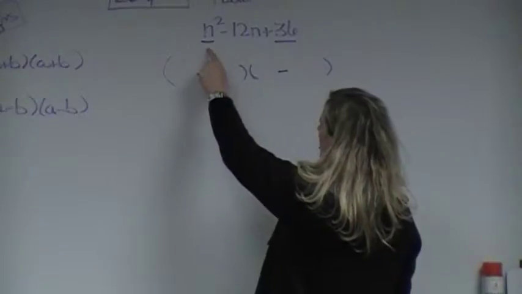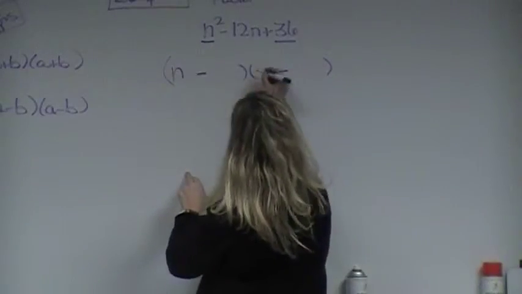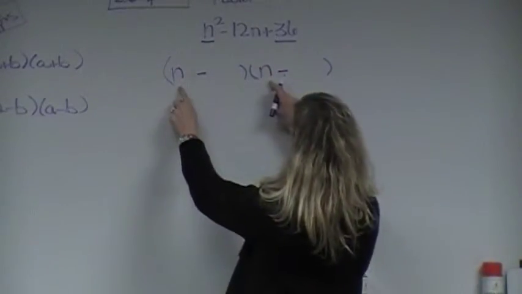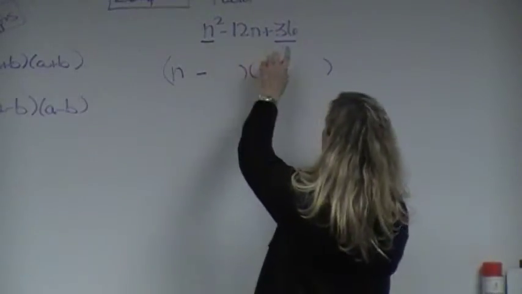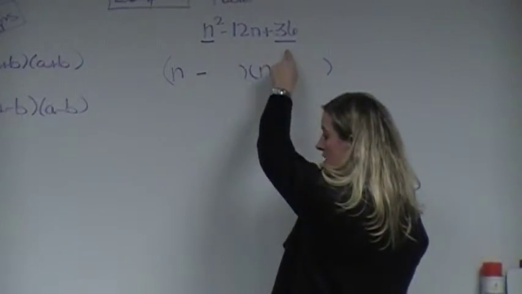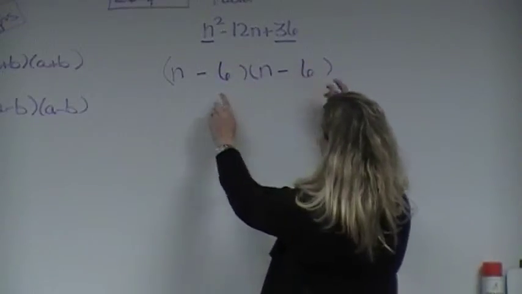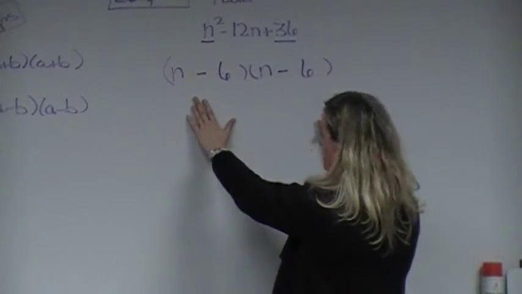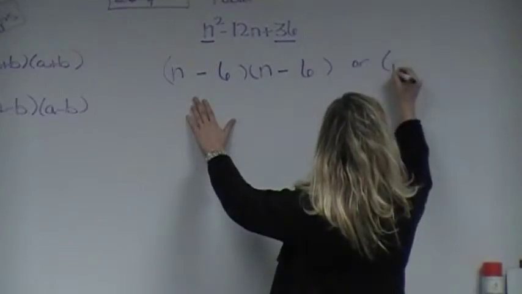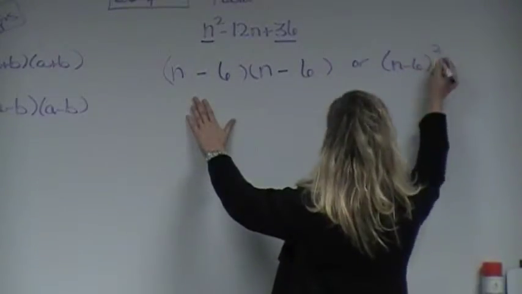Take the square root of n squared, you get n. So n goes here and n goes here, because obviously n times n is n squared. Take the square root of the last term. The square root of 36 is 6. So therefore we put 6 here, 6 here. So our answer is n minus 6 times n minus 6, or n minus 6 squared.